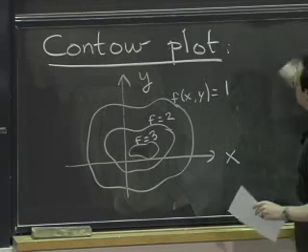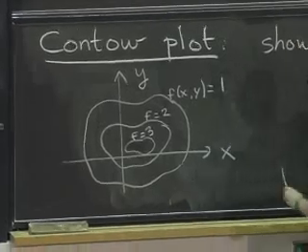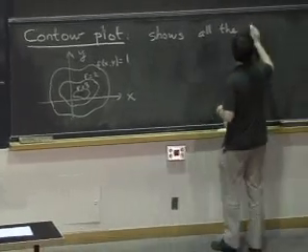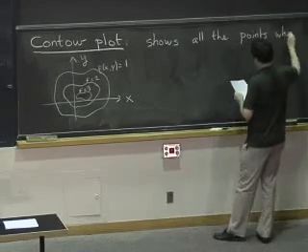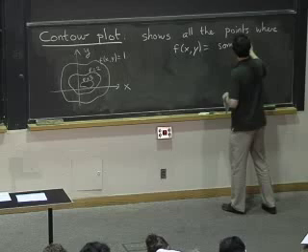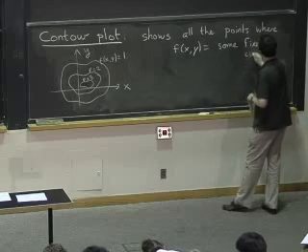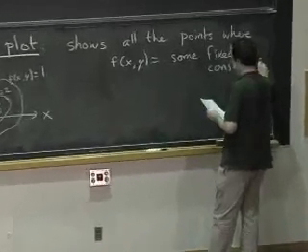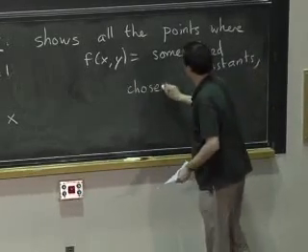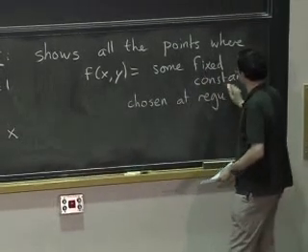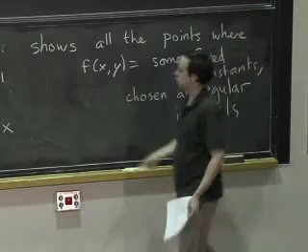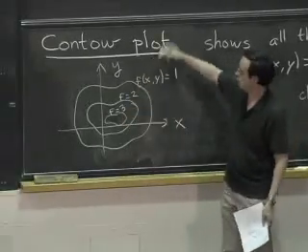OK, so let me try to make that more precise. So this shows all the points where f of xy equals some fixed values, some fixed constants. And these constants typically are chosen at regular intervals. So for example, here I chose 1, 2, 3, and I could continue with 0, -1, and so on.